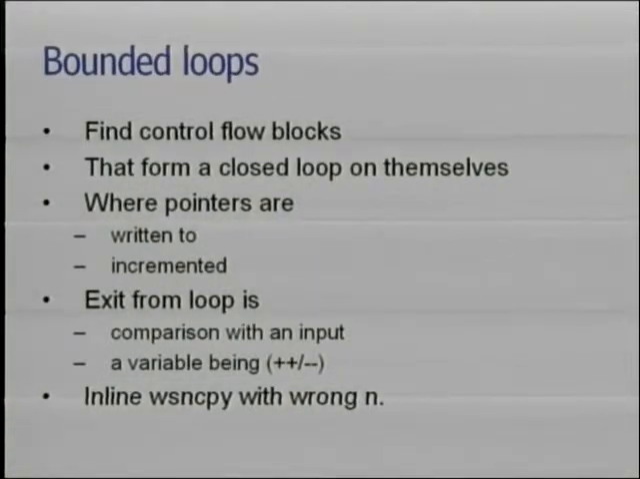There have been lots of vulnerabilities with things like inline WSNN copy, where people think that function from Windows takes the number of bytes, but it takes the number of wide characters. So they put too many on there, and basically you can write twice as much to the output buffer as you intended. So the way that you look for this is you find the closed loop, the jump back to the top.